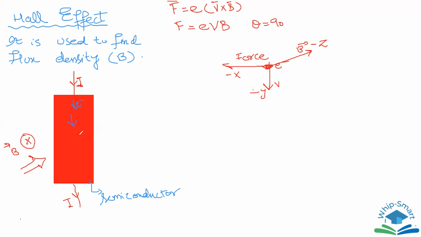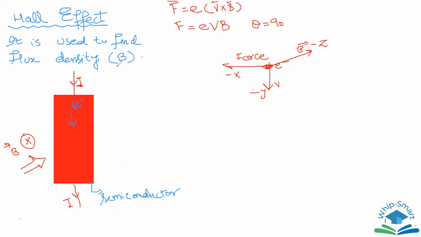This semiconductor is connected to a power supply. When current passes from one point to another, here I can say that current is flowing downwards and charges, or electrons, are moving in the downward direction. And this slab is placed in the magnetic flux density that we have to find out. Here you can see that the magnetic flux density is applied into the page. The cross here shows that the magnetic field is inwards.